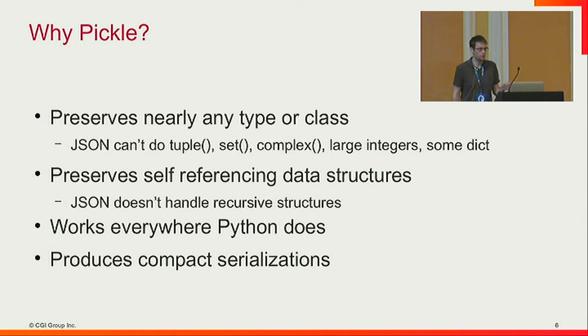You might be wondering at this point, why not just use JSON? The trouble with JSON is, although it is very, very widely compatible in a very standardized format, it only does a subset of the types and values that Python can represent. So if you're serializing your data to JSON, you can't do tuples, sets, complex numbers, very large integers, and some dictionary keys won't come out the same way that you put them in. JSON also can't do self-referencing data structures. They're not very common, but it's a nice bonus to have.